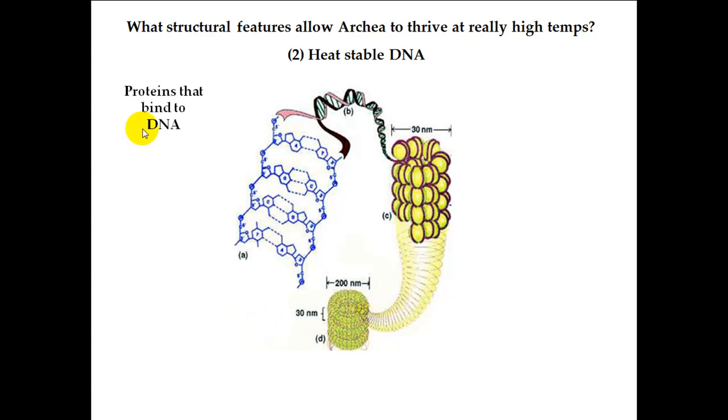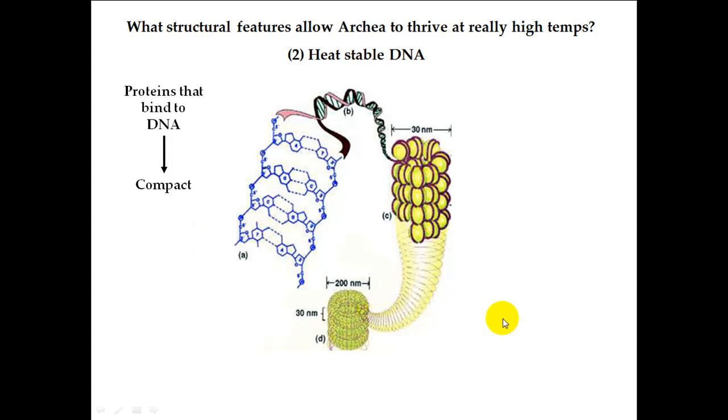So we'll jot that down here. It turns out that there's proteins that aid in the compaction of that DNA. So another thing that helps stabilize the DNA of archaea in the really hot temperatures is that there's proteins that bind to that DNA. Again, that helps compact the DNA so it makes it less likely to come apart in the hot temperature.